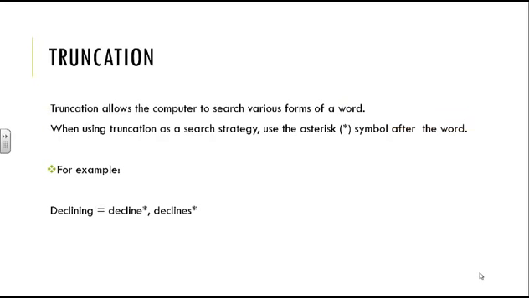We also want to remember to use truncation when we are searching. Truncation allows the computer to open up and search various forms of a word. When using truncation as a strategy, you want to use the asterisk symbol after each word. For example, if we were to search declining, we could also search decline with the asterisk or declines with the asterisk and see if that actually will open our search and give us some more sources.